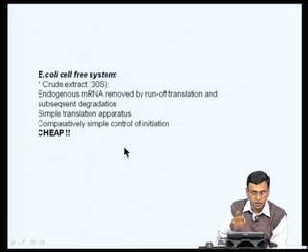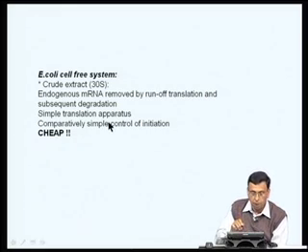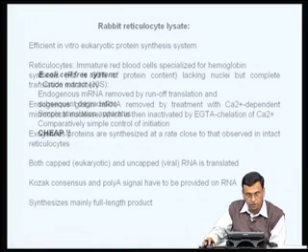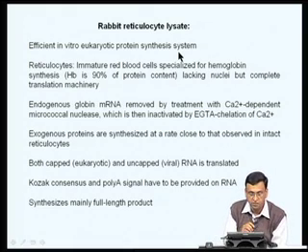As I said, the E. coli cell-free protein systems are now commercially available. It has very simple translation operators and a comparatively simple control of initiation. Following this, the rabbit reticulocyte lysate systems have been developed for efficient in vitro protein synthesis.